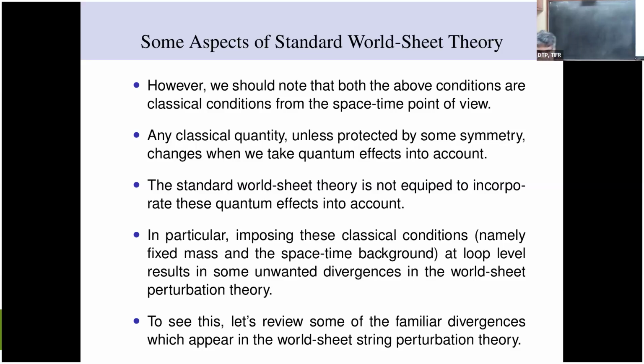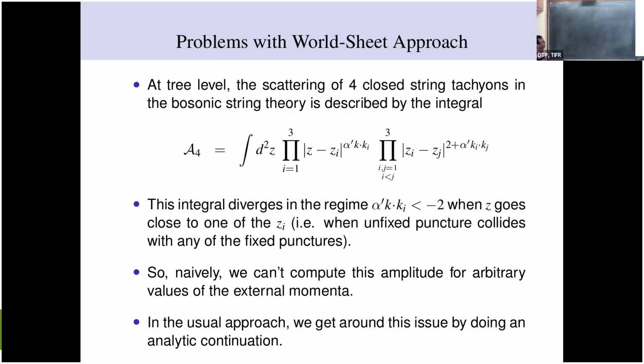So the standard worldsheet theory is not equipped to incorporate these quantum effects. So basically the corrections come from the string coupling when you consider the higher genus surface. In particular, if we impose these classical conditions, namely fixed mass and fixed spacetime background at loop level, then they result in some unwanted divergences in the worldsheet perturbation theory. And let's see more precisely what happens. So let's review some of these familiar divergences which appear in worldsheet string perturbation theory.